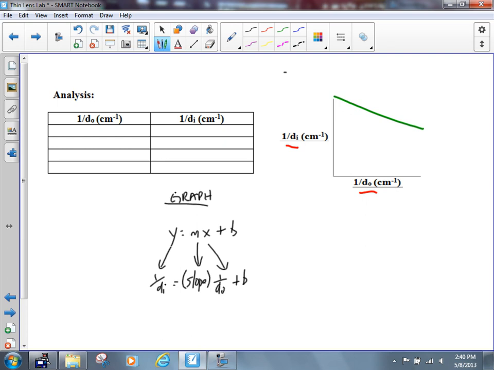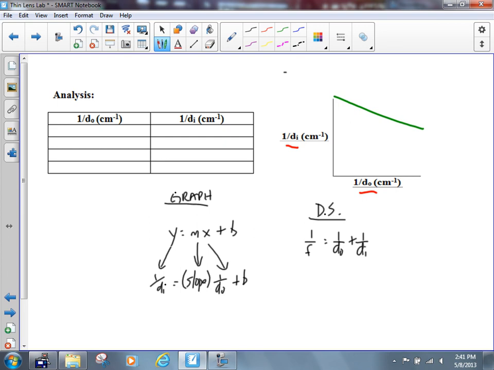The next thing we do after we've come up with an equation from our graph is to come up with an equation from our data sheet. The equation from our data sheet has to have the same basic form as this one does. So let's look for one on our data sheet. What equation has both 1 over di and 1 over do in it on our data sheet? It's the lens equation, right? 1 over f is equal to 1 over do plus 1 over di.